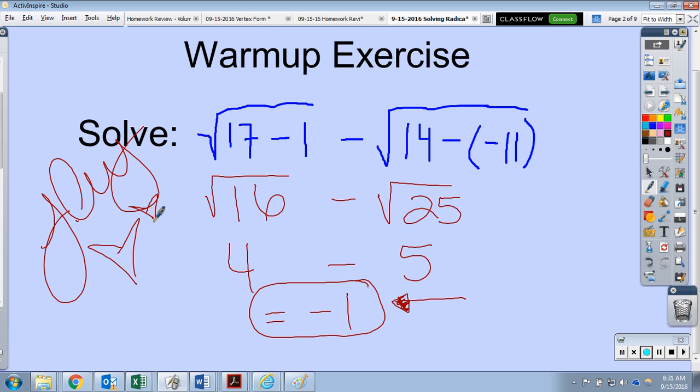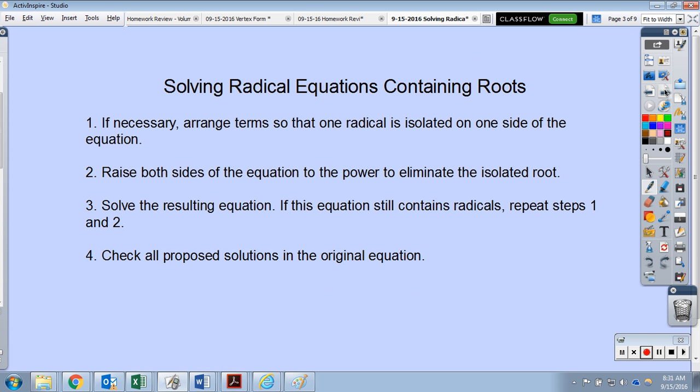Okay, so the question we're going to try to answer today is, how do I solve a radical equation? So these are the directions from your textbook. It says, solving radical equations containing roots. If necessary, arrange terms so that one radical is isolated on one side of the equation. Isolate means to get it by itself. Then raise both sides of the equation to a power to eliminate the isolated root. Solve the resulting equation. And if this equation still contains radicals, we repeat steps 1 and 2 until we get to the end where there's no more radicals. So we'll see this worked out.